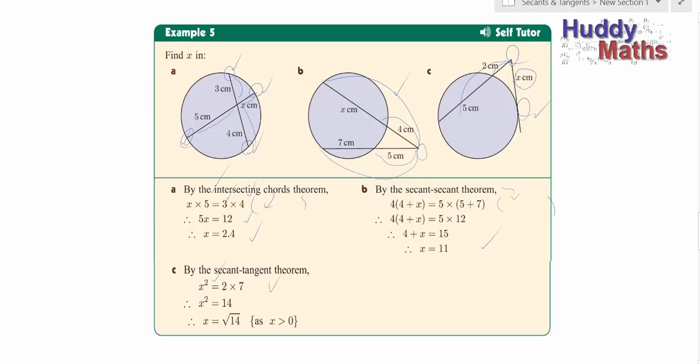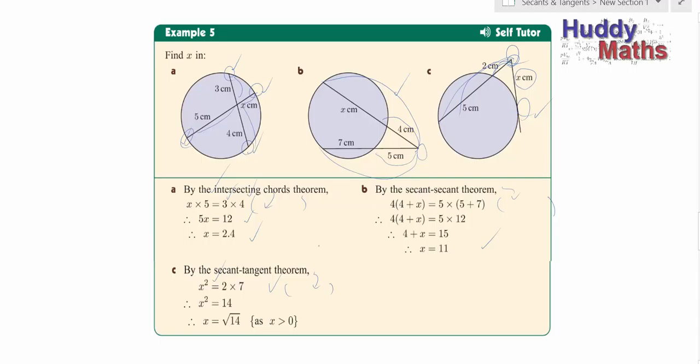Remember, it's the whole length of the secant to the point of intersection of the tangent. So it's this first bit, 2, by the whole length. And again, putting that reason in brackets, I think, is a good idea.